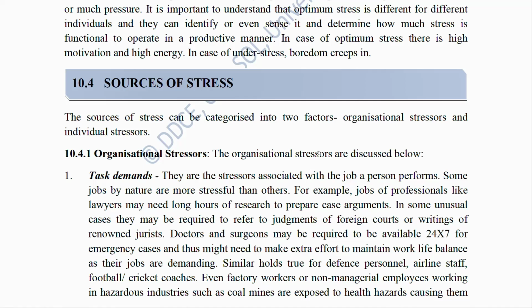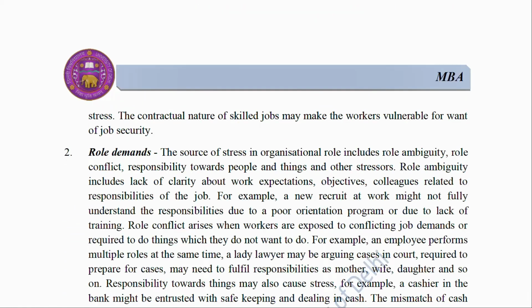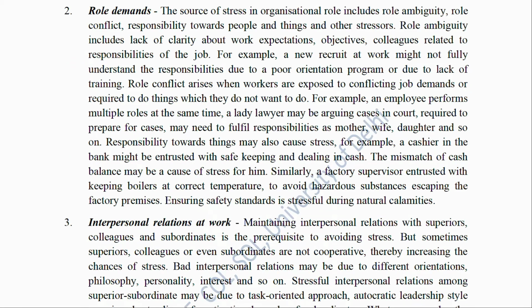Even factory workers or non-managerial employees working in hazardous industries such as coal mines are exposed to health hazards, causing them stress. The contractual nature of skilled jobs may make the workers vulnerable for want of job security. Second, role demands. The source of stress in organizational role includes role ambiguity, role conflict, responsibility towards people, and things and other stressors. Role ambiguity includes lack of clarity about work expectations, objectives, colleagues related to responsibilities of the job.